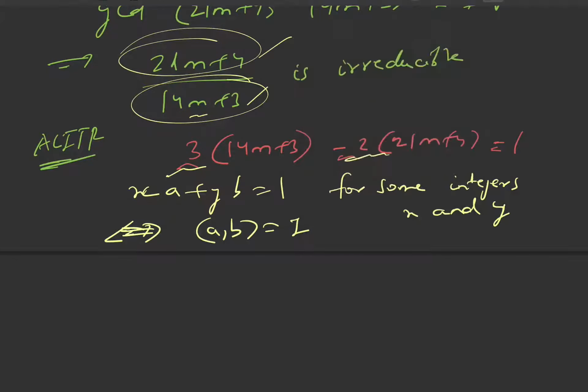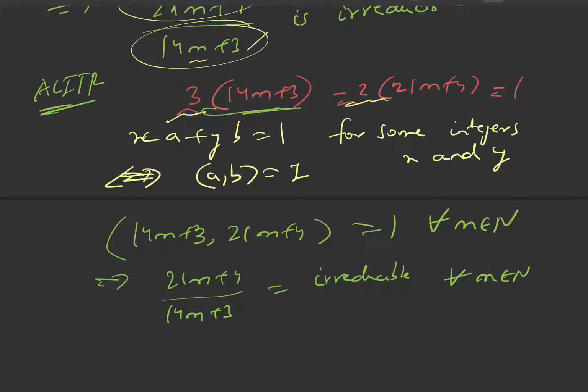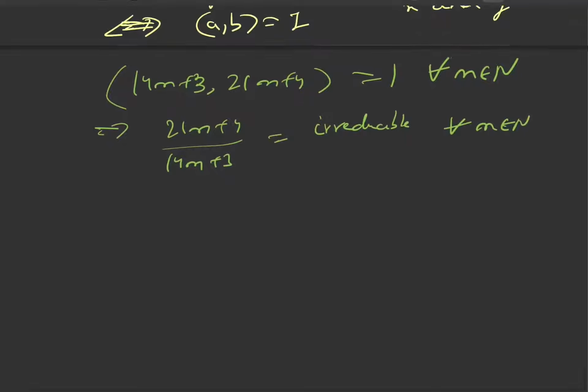So I can say from this statement that the GCD of 14m + 3 and 21m + 4 is always 1, right? So this means that this is irreducible because the GCD is 1. Fine, this is irreducible for all m belonging to N, because the GCD is 1 for all m belonging to N. So I hope this problem is clear. Yes, let us solve one more question.